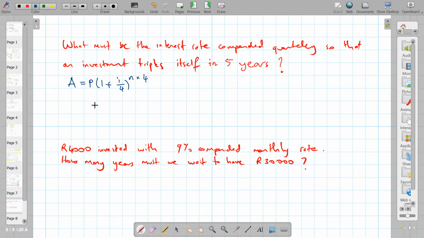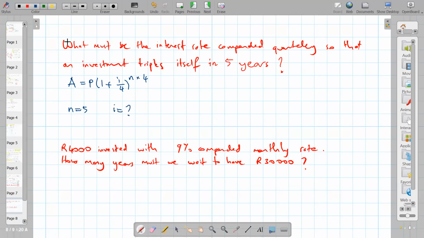Then what do we know? Do we know A and P? No. We basically know 5 years. N is 5. It's years. But then we don't know A, we don't know P, and I is the question. What must be the interest rate?